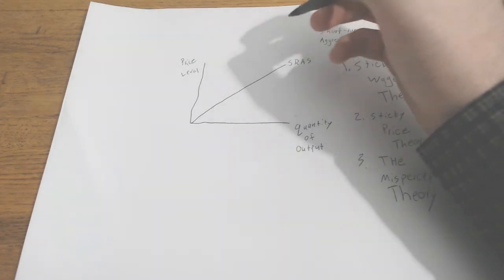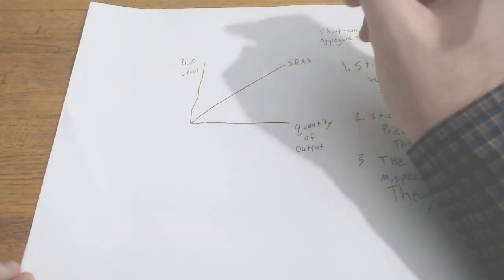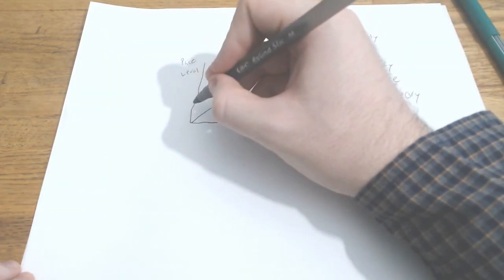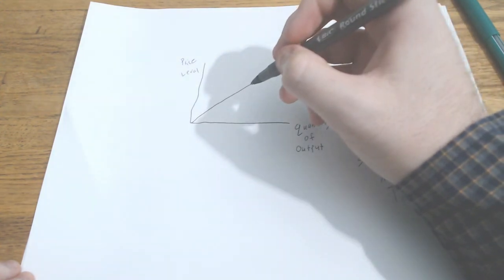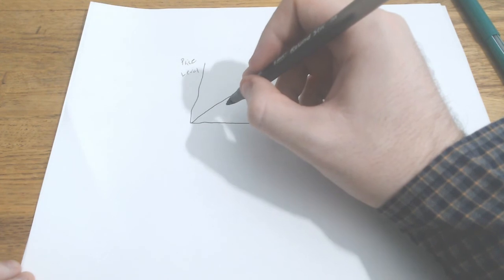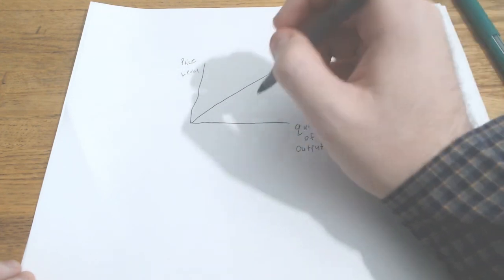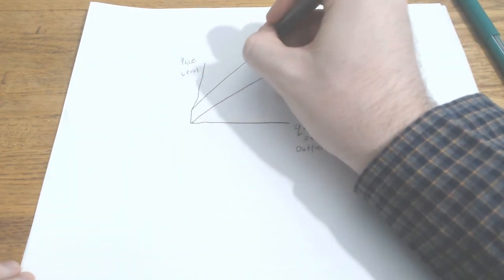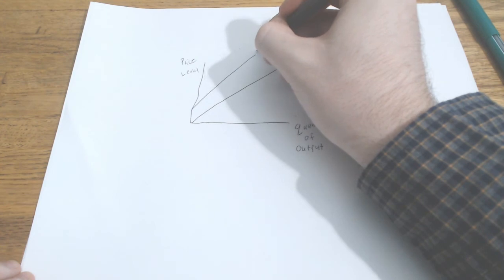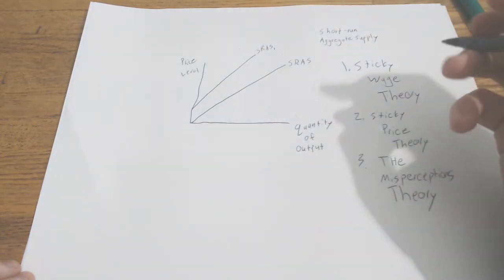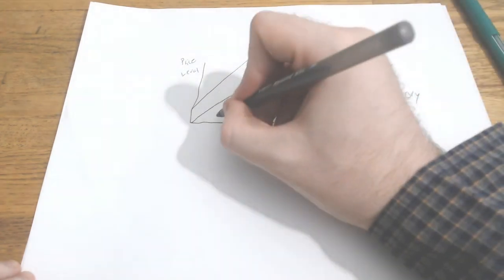So a decrease in expected price level will shift it to the right. An increase in expected price level will shift the curve to the left. We will end up here. And a decrease will shift it to the right.